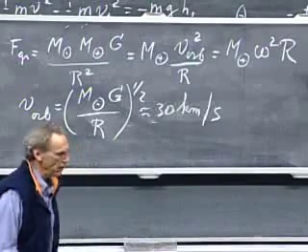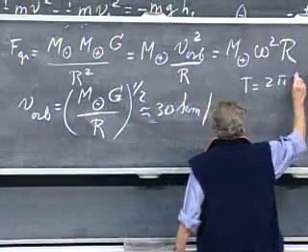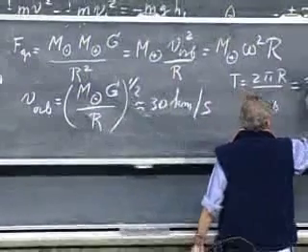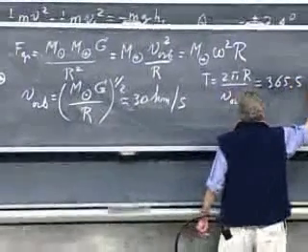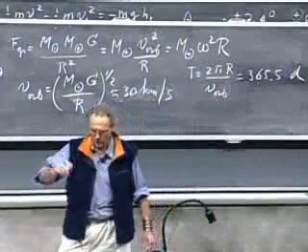So you know what the period is to go around the Sun. That is 2 pi r divided by the orbital speed. And that is about 365.5 days. That's 1 year. That's how long it takes us to go around the Sun.